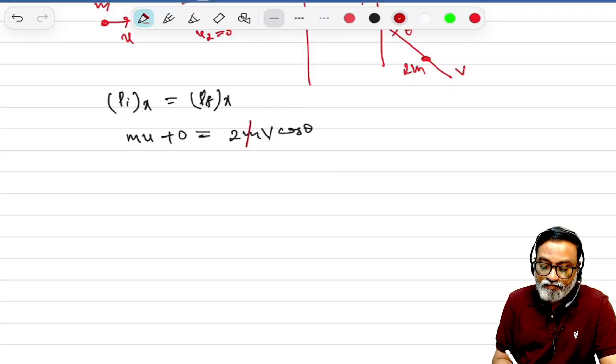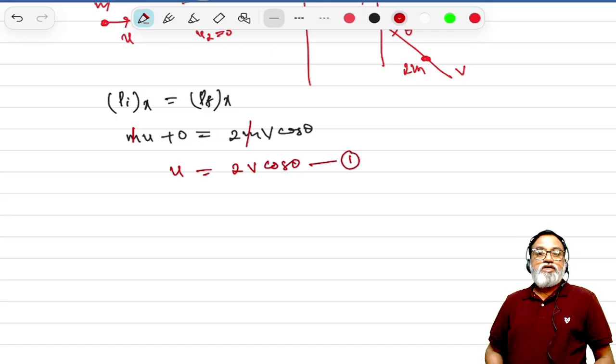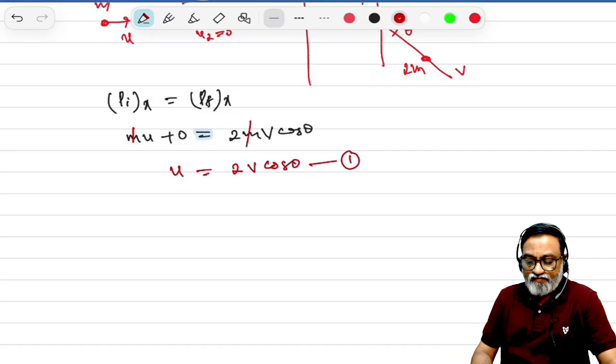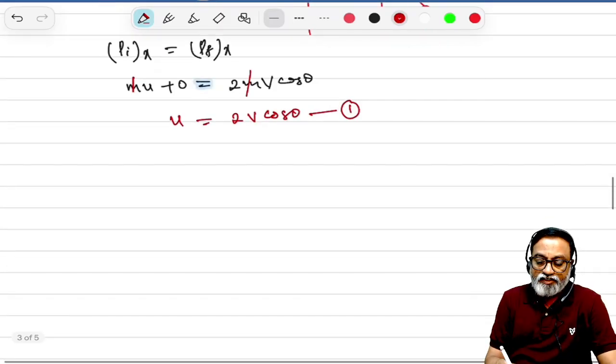Therefore, here m gets cancelled. u is equal to 2v cos theta. It is equation number 1. From this equation we cannot get the answer, so let us go for momentum along y direction.